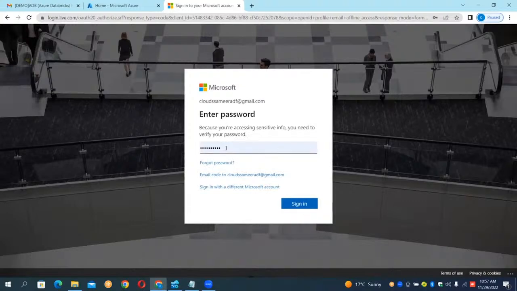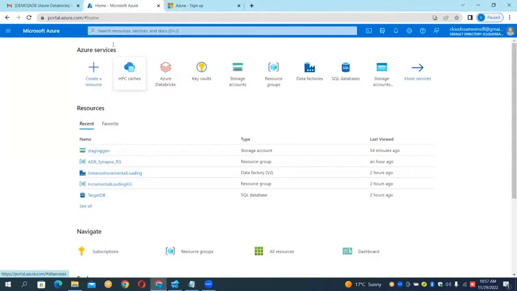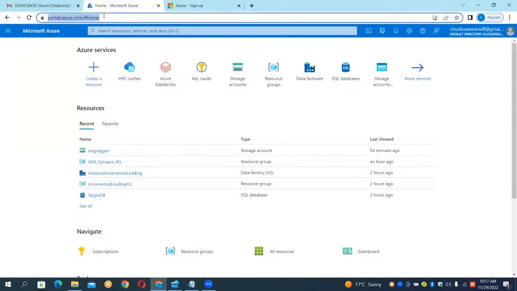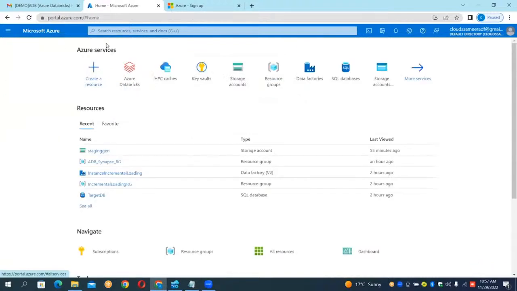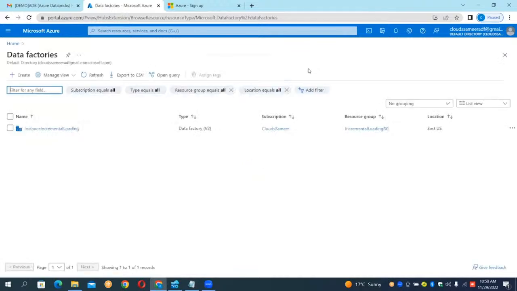And once it is given, you will have to click on sign in. Once you click on sign in, automatically you will be rerouted to this portal called, can you see here, portal.azure.com. That's it. From here, you can see Databricks. This is the Databricks session. Open this Databricks. The same job you can do using Databricks. You can also do it by the Data Factory session. This is Data Factory. You can do anything.